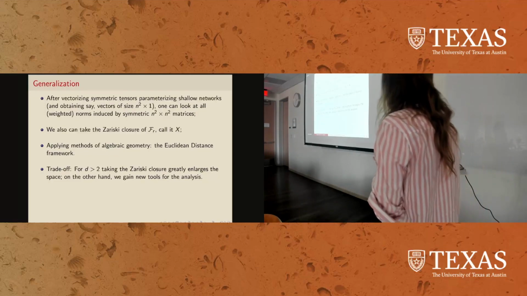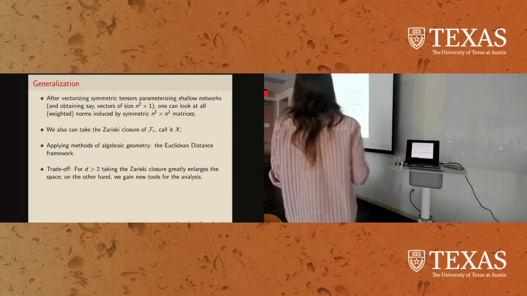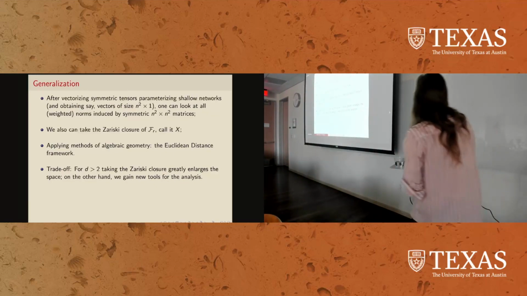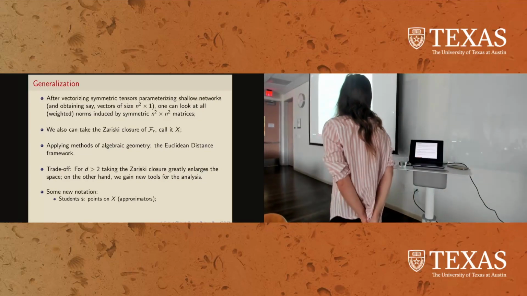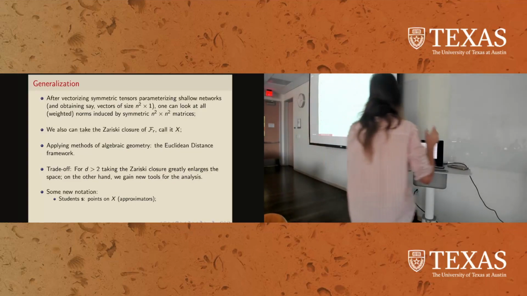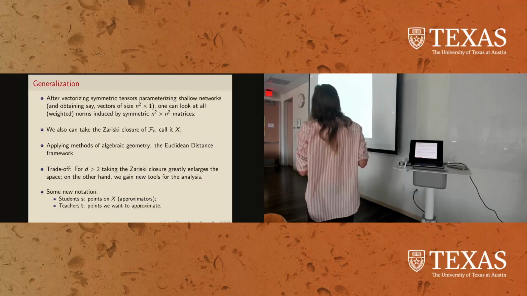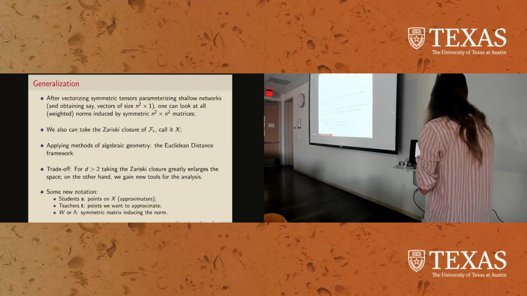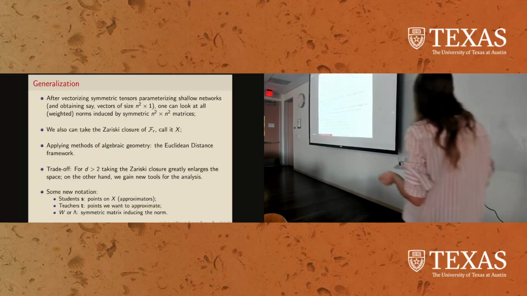There is a trade-off here. If the degree of your activation is larger than 2, then the Zariski closure actually makes the space much, much bigger. However, at least we get those other tools that we can talk about. So let me introduce some notation on this. Approximators, for example, low-rank matrices, is what we call students. They live on the variety X. Matrices that we are approximating, or tensors that we are approximating, we call them teachers, so that students approximate teachers. And then for the weight matrix, we use either capital W or lambda. So basically, we have this student-teacher setup.